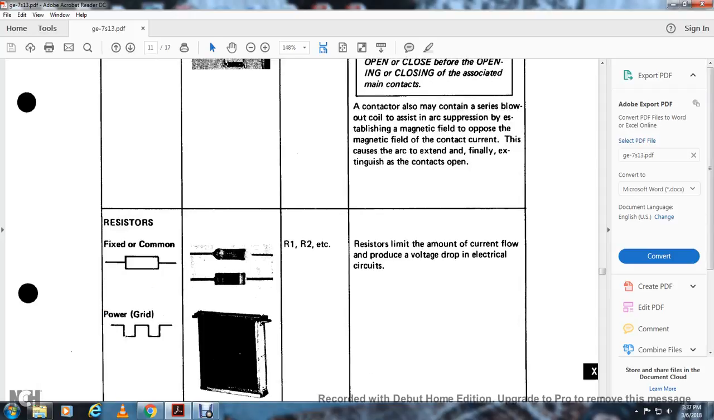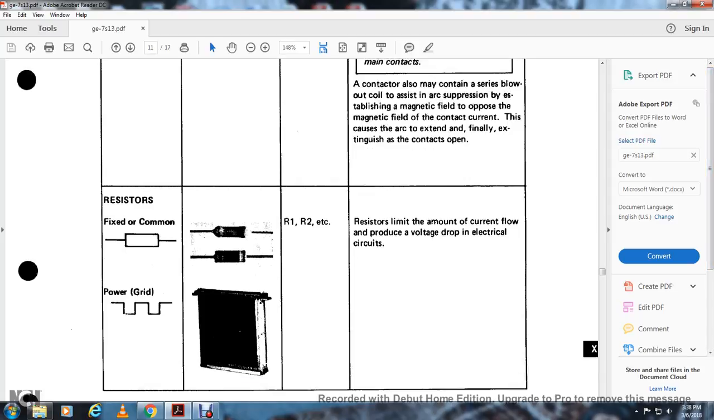Alright, your resistors. A square is equal to a fixed or common resistor. A black line is a power grid. Your resistors are R1, R2. Such resistors limit the amount of current flow and produce a voltage drop in electrical circuits.